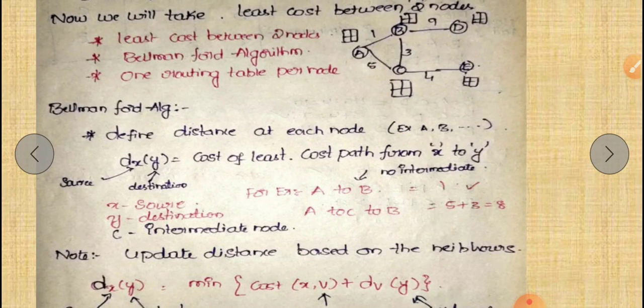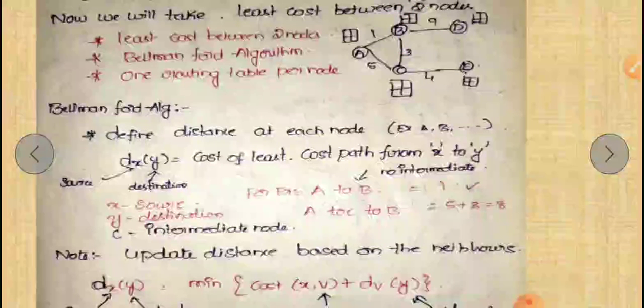For example, A is the source and D is the destination. Suppose A is considered as x and D is considered as y. So from x to y, x is the source and y is the destination. So here, A to D, source to destination, the intermediate router B is also present. We are going to check what is the least distance cost from A to D.